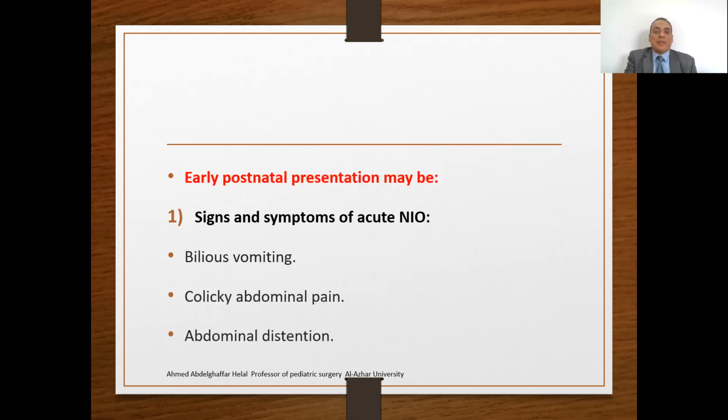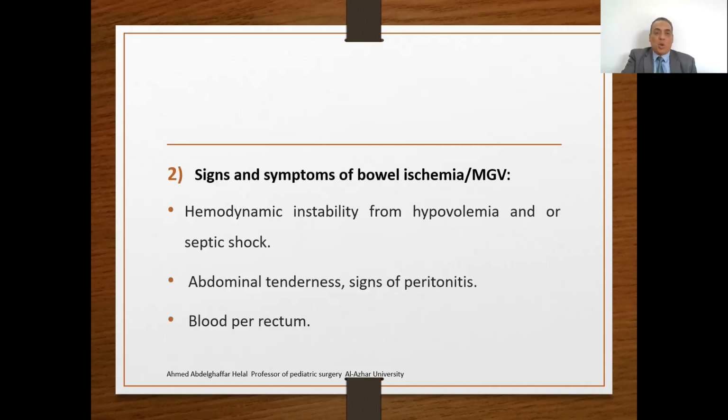The early postnatal presentation may be with the signs and symptoms of neonatal intestinal obstruction: bilious vomiting, colicky abdominal pain, abdominal distension, or maybe with the signs and symptoms of bowel ischemia and midgut volvulus, like hemodynamic instability, abdominal tenderness, signs of peritonitis, or blood per rectum. All of these presentations may be present as early presentation of neonatal intestinal obstruction due to intestinal malrotation.